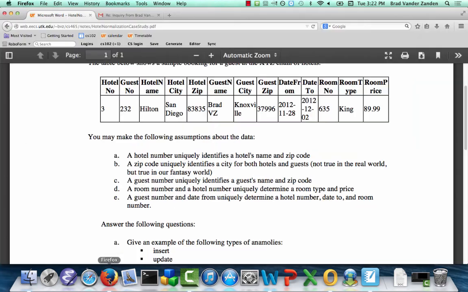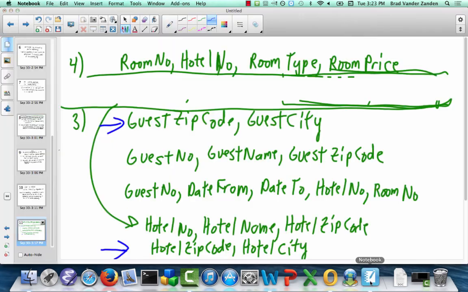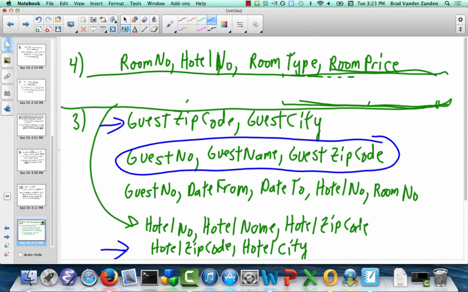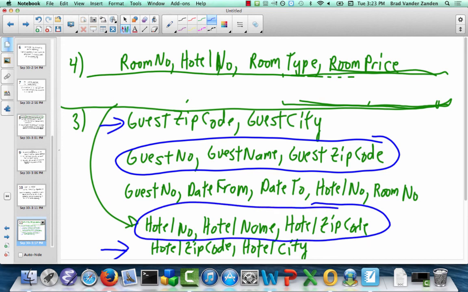If you look at the original relation, we couldn't just have an attribute called zip code because we had a hotel zip code and a guest zip code. And they really represented two different things. But now, through our decomposition, the zip codes have gone into different relations. The guest zip code is in this relationship, and the hotel zip code ended up here. So it's no longer necessary to assign them unique names.